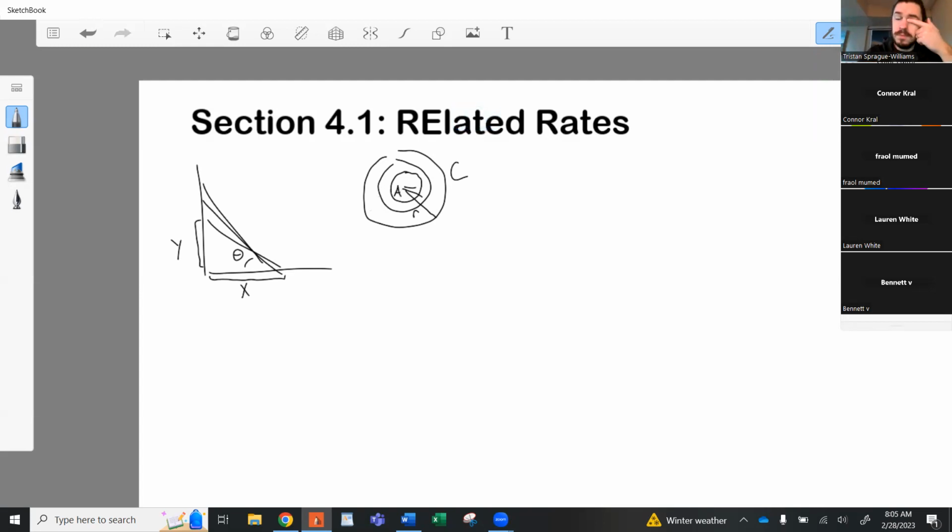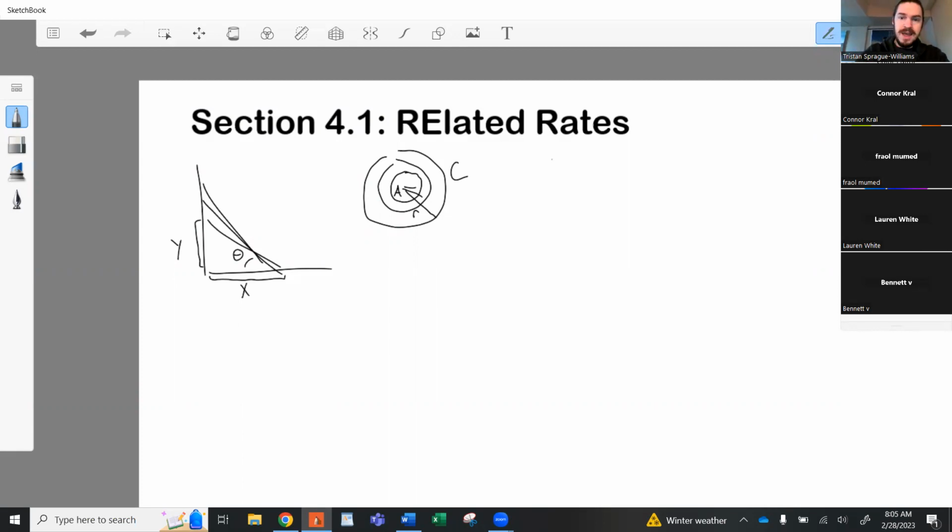Those variables are related to each other, right? And whenever you have variables related to each other, you can look at the equation that relates them. You can differentiate that equation and discover a relationship between the rates of change in those variables.